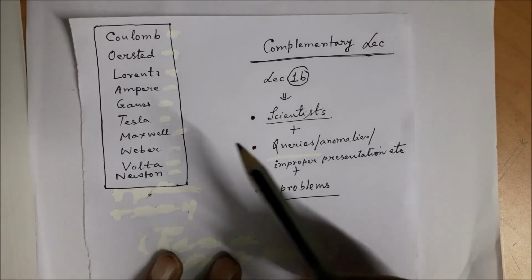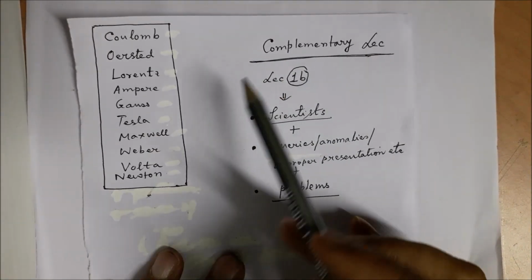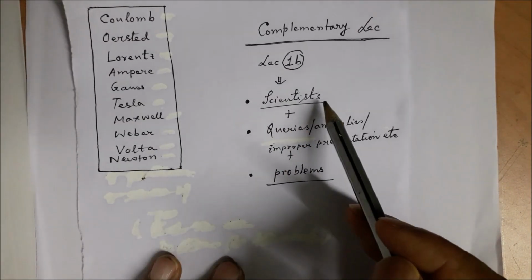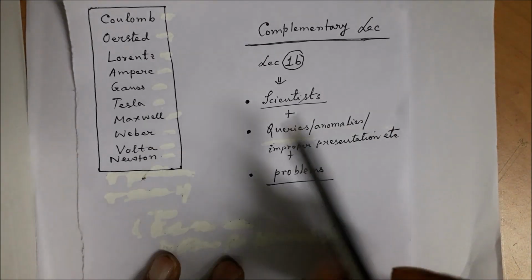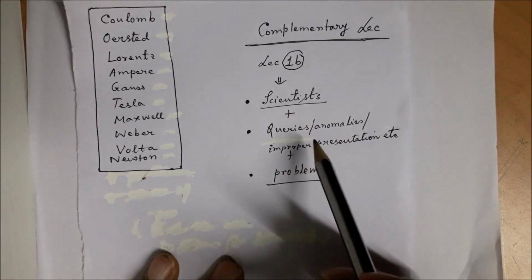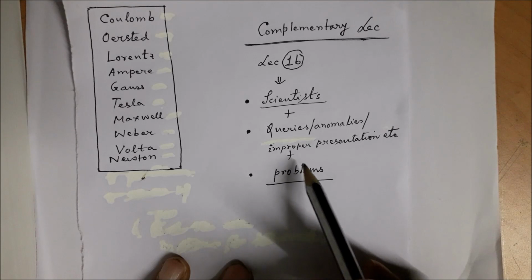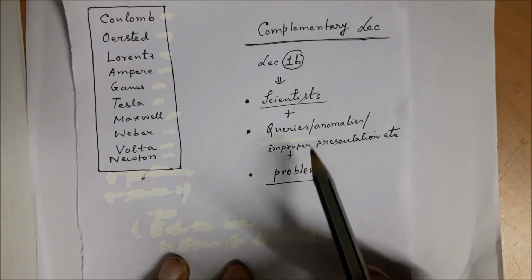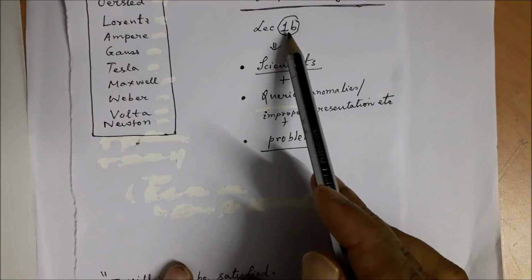So in the next lecture, which will be a complementary one to this 1A, we can discuss these scientists, a bit of their contributions, just to show respect to these great people. You might have queries, you might point out some anomalies, or presentations may appear to be improper to you. Then we can address those things in this lecture 1B, and also we'll discuss certain problems in 1B.